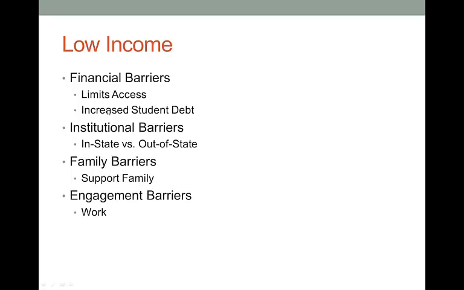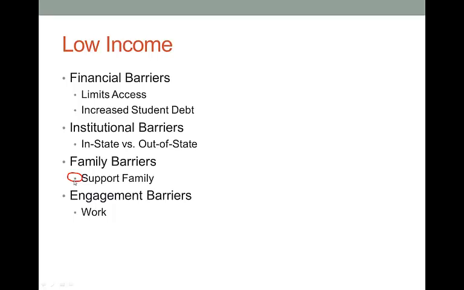Then the other piece is engagement. Low-income students are much more likely to work, and they're more likely to work a lot than their affluent counterparts. And what I mean by a lot, I'm talking anywhere between 20 to 40 to 60 hours a week. And that goes back to not only help themselves, but to financially support their family. So they may not have the family support, but they may still be expected to support their family. So it all just depends on the individual student's situation.